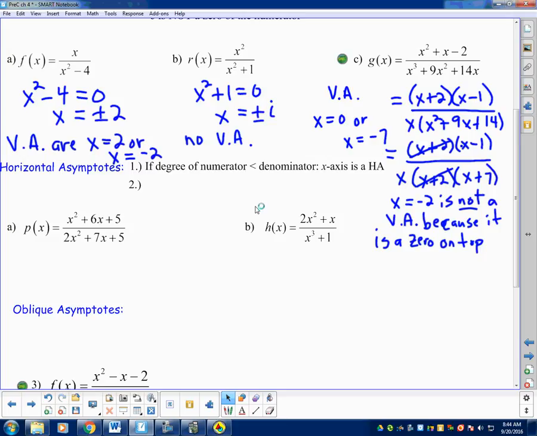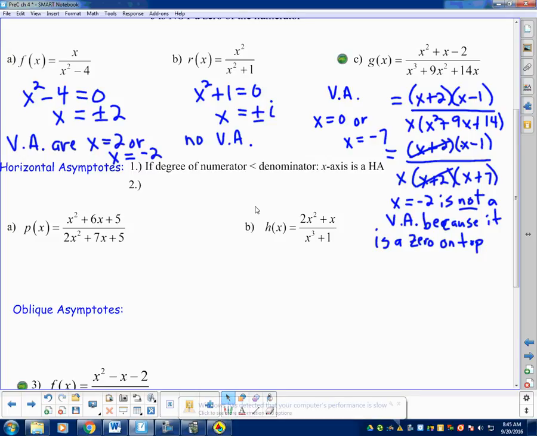Here's the definition of a horizontal asymptote. It says, if the degree of the numerator is less than the degree of the denominator, kind of like this part A up here, then the x-axis is a horizontal asymptote. In other words, we have a horizontal asymptote at y equals 0. Okay? So that's what we saw in this first graph right over here. If the degree of the numerator, which is 1 in this case, is less than the degree of the denominator, which is 2, then we have a horizontal asymptote at 0.